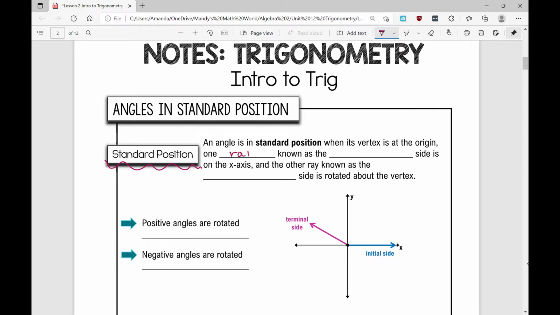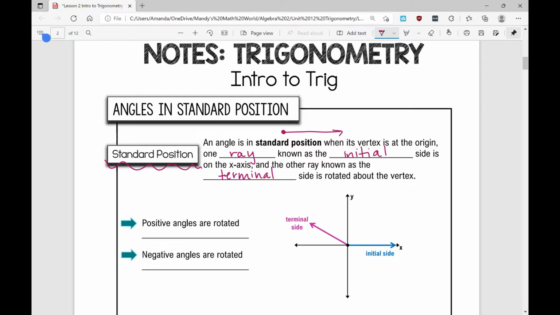One ray, which, if you recall, has a fixed point on one side and my line shoots out in one direction. Okay, that's a ray. One ray, known as the initial side, is on the x-axis, and the other ray, known as the terminal side, is rotated about the vertex. And if the vertex is at the origin, that terminal side is rotated about the origin. So I have an example for you here.